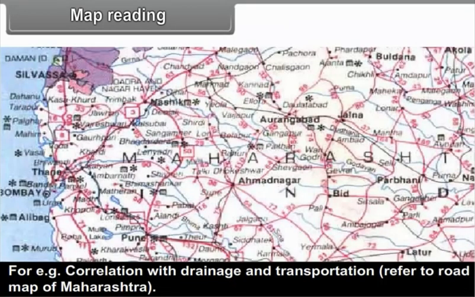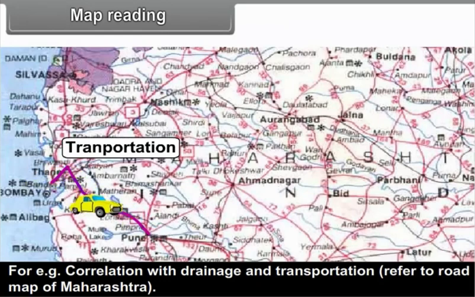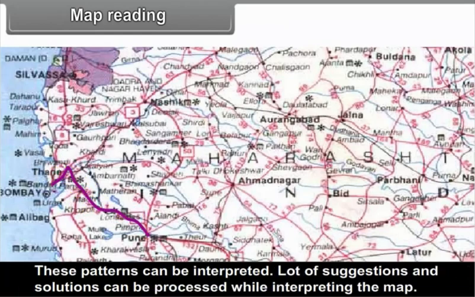For example, correlation with drainage and transportation. Refer to the road map of Maharashtra. These patterns can be interpreted. Lots of suggestions and solutions can be processed while interpreting the map.